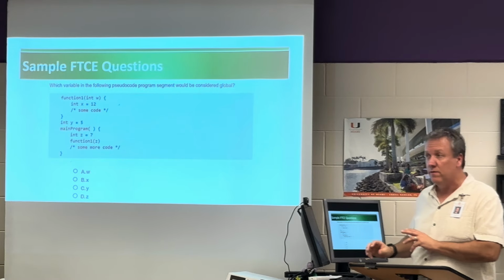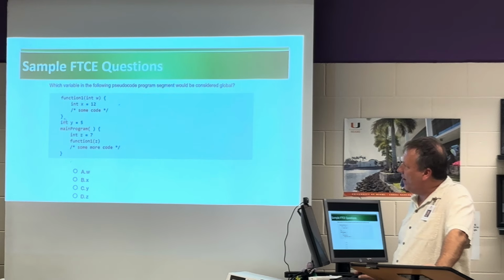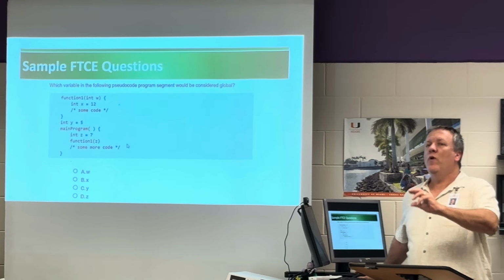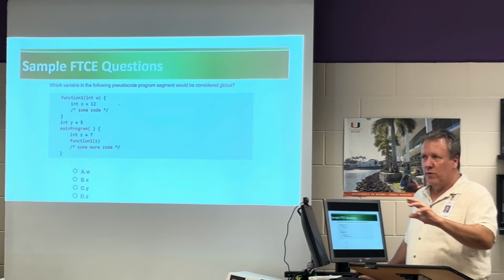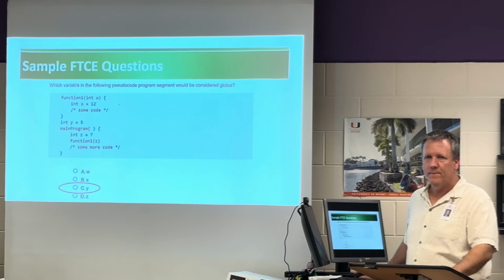Does that make sense? So here, in function 1, I've got an integer x, that's within this function. In this main program, I've got an integer z, that is within this main program. But what variable is between the functions? So it's global, that's going to be y. What's my global variable? That's going to be y.